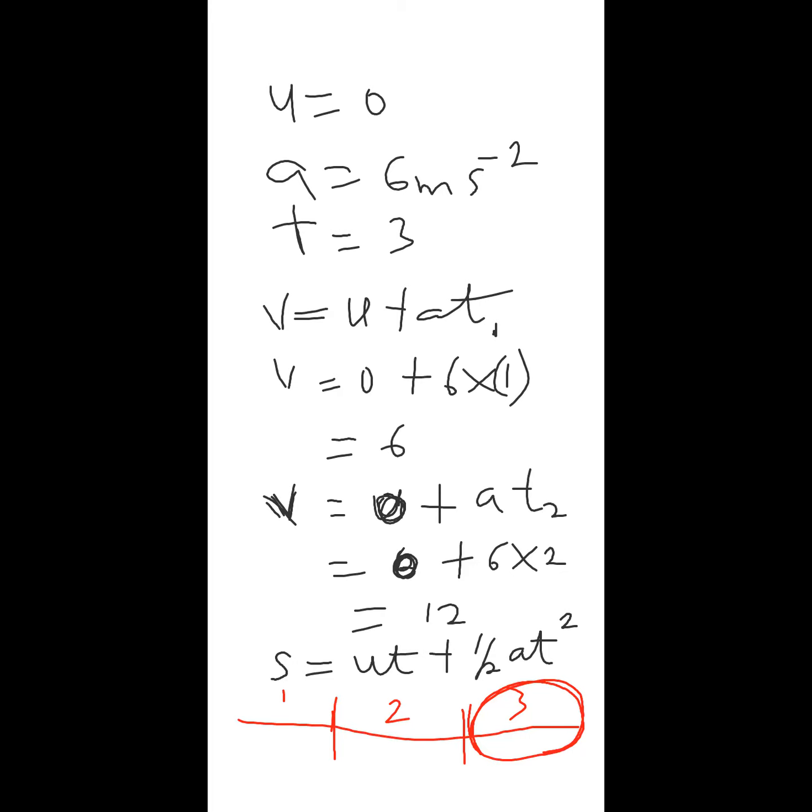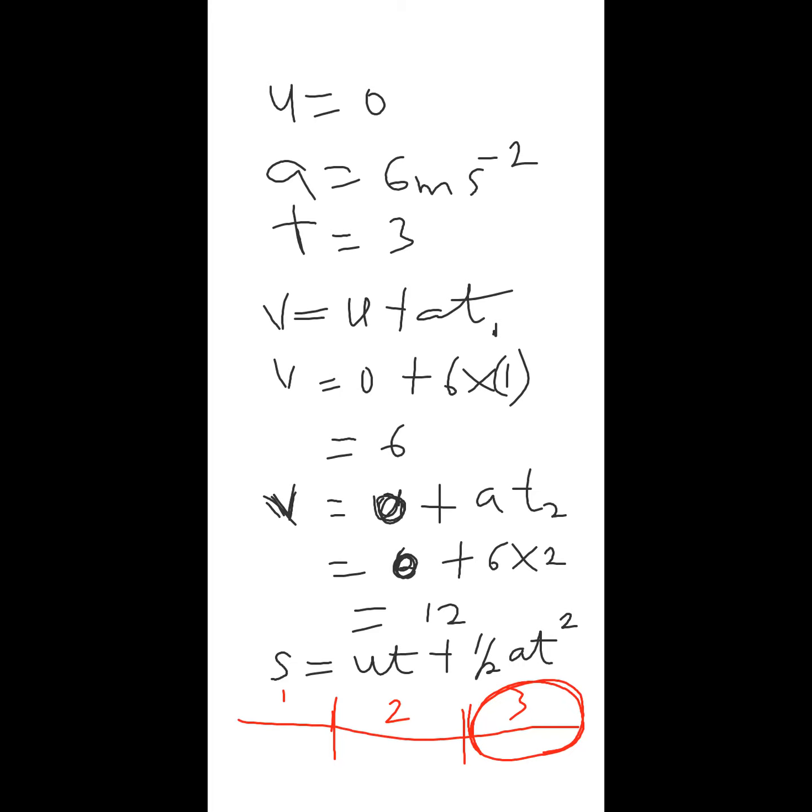The velocity at the end of the second is what we are going to use as the initial velocity for the beginning of the journey of the third second. So now that 12 will be our initial velocity. It will now replace U. T is 1 because it's the third second. We are not talking about the entire time. We are talking about the third second of that journey, so it will just be 1 second.